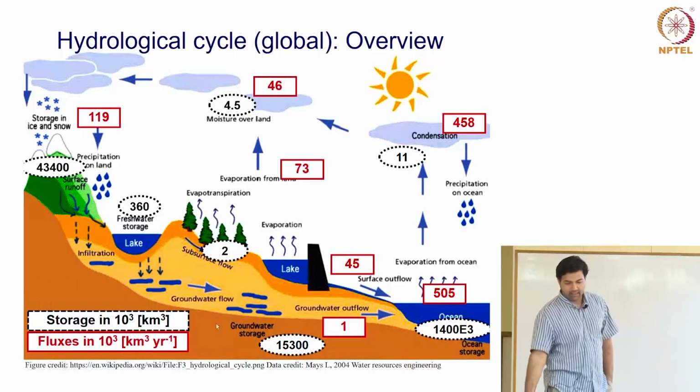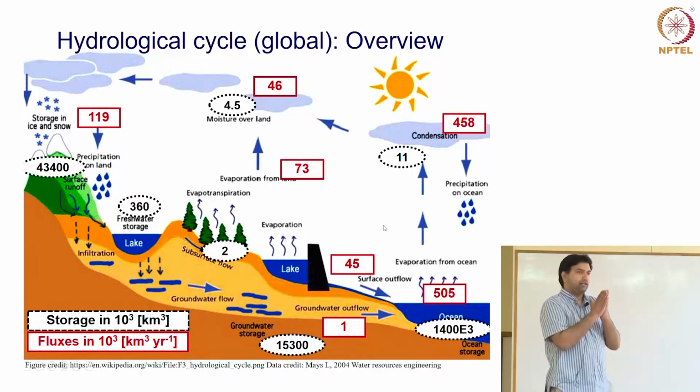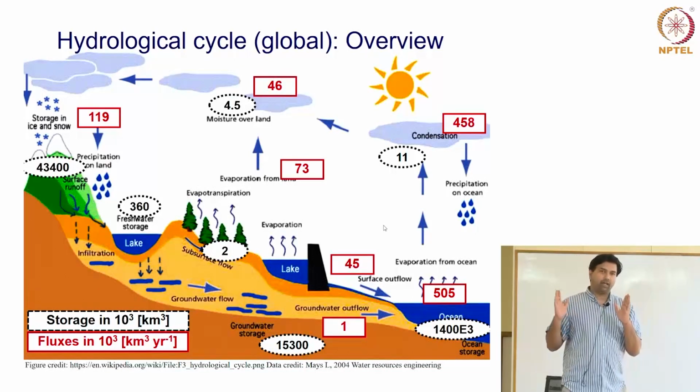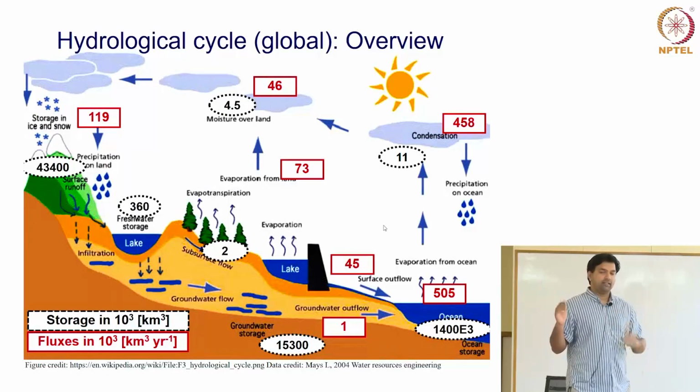Some of it, about 46 cubic kilometers, gets carried back inland as moisture, and this 46 comes back into the ocean. So you see 45 as surface flow and 1 as groundwater flow comes back into the ocean. So between land surface and ocean, you have 46 cubic kilometers per year that goes from ocean to the land as water vapor, and about 46 that comes back as water.